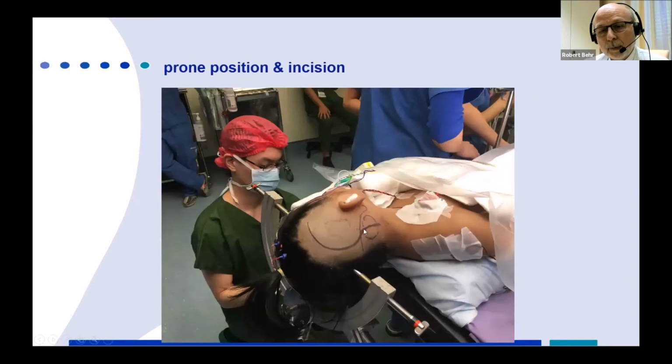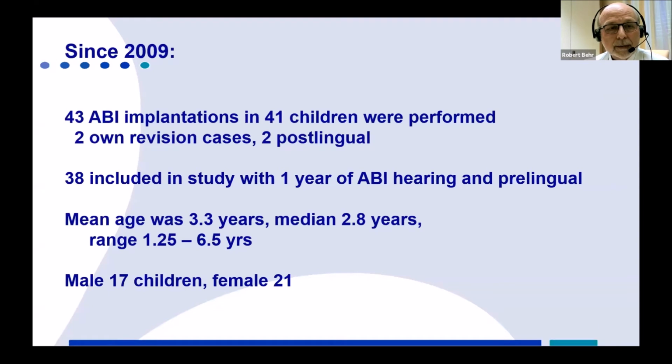So that is the prone position. You see here the incision. You also can make a straight incision, but I like this flap to cover the implant nicely. Since 2009, I have done 43 ABI implantations in children, mostly prelingual, 2 postlingual, and we just examined our group and included 38 of these 43 patients who had at least 1 year of ABI hearing and who were prelingual deaf.